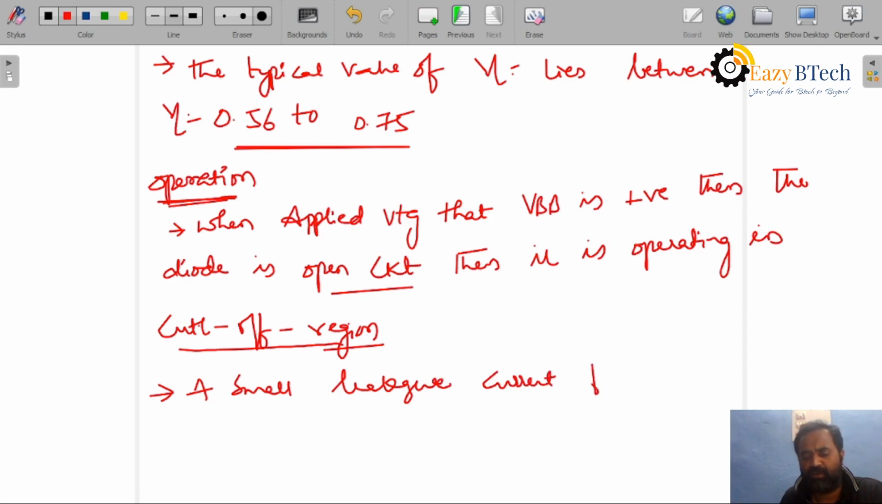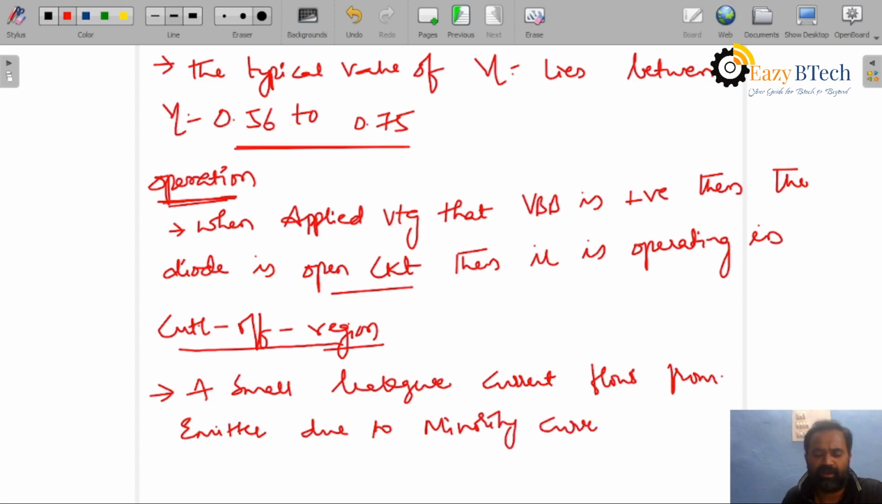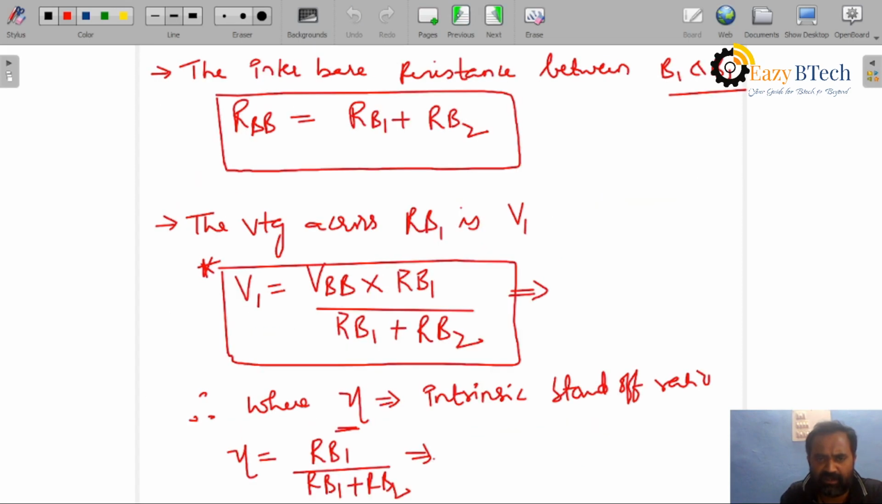A small leakage current flows from the emitter due to minority current. Okay, you can see here from the diagram, we can understand.